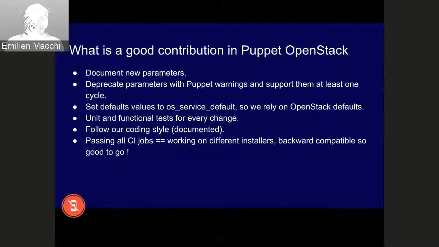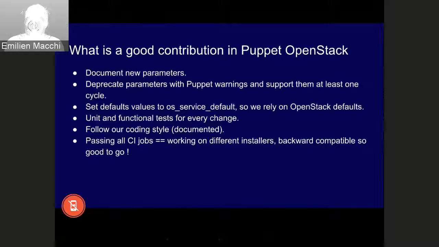I won't go into details for this because if you look at the code in all the Puppet modules, you can already see the deprecations. They are very, very easy to read. And it's just very important to take care of it when you write your patch. If you're creating a new parameter, you have to set the value to OS service default, because that's a Puppet thing that we created. So we just don't configure it by default and we rely on the OpenStack defaults. That's something we introduced in the Mitaka cycle and you can now use it.